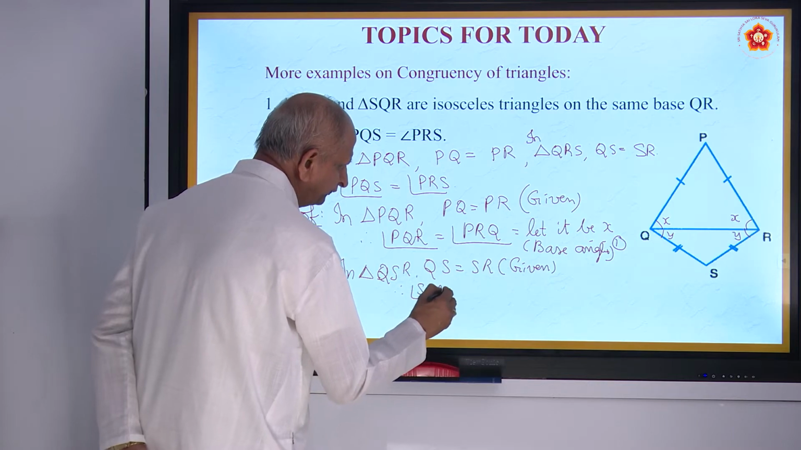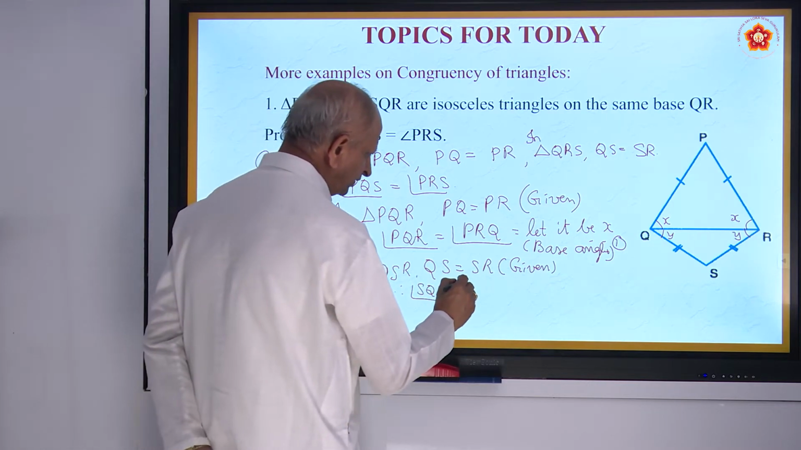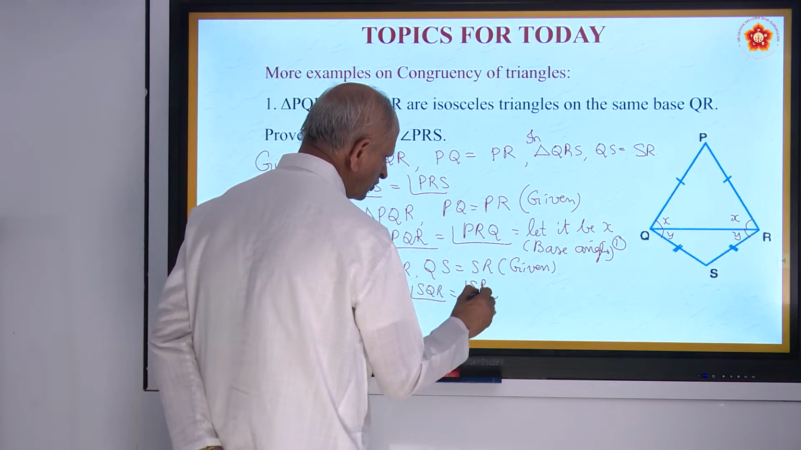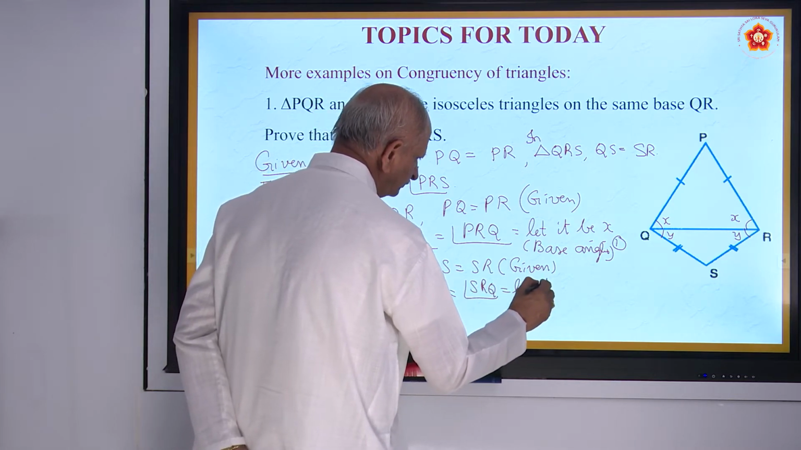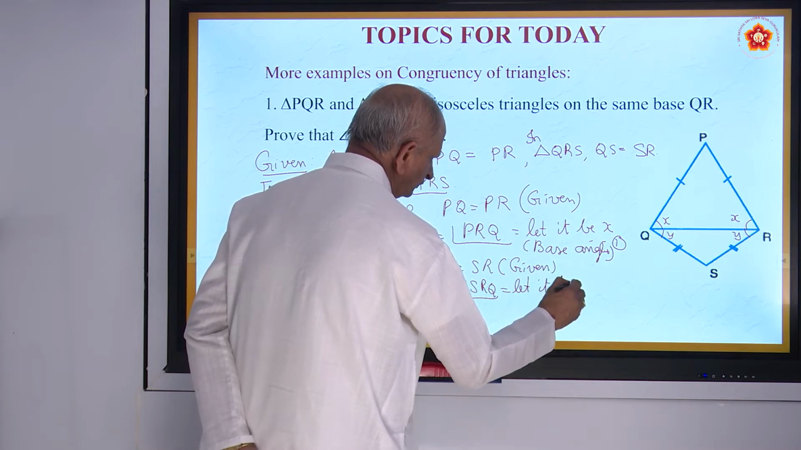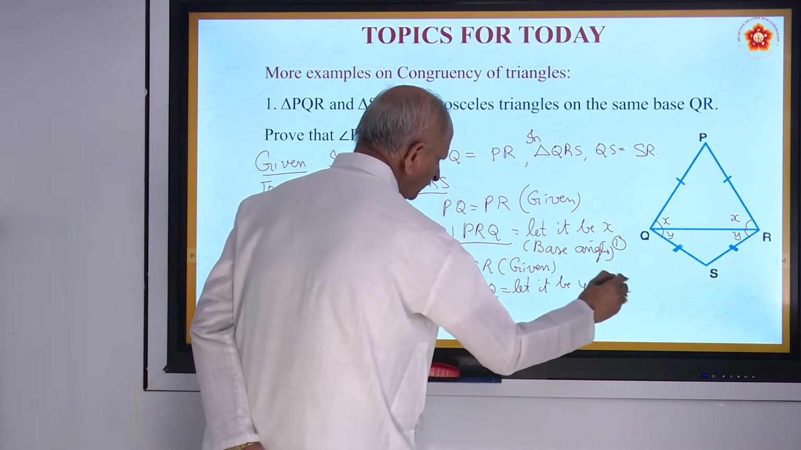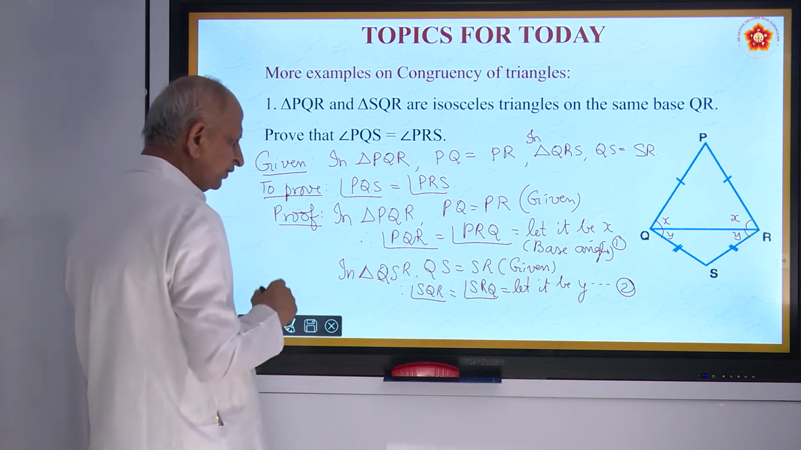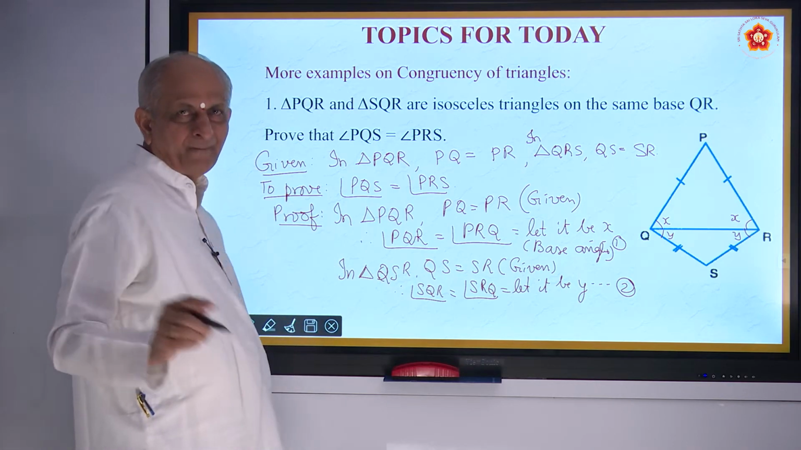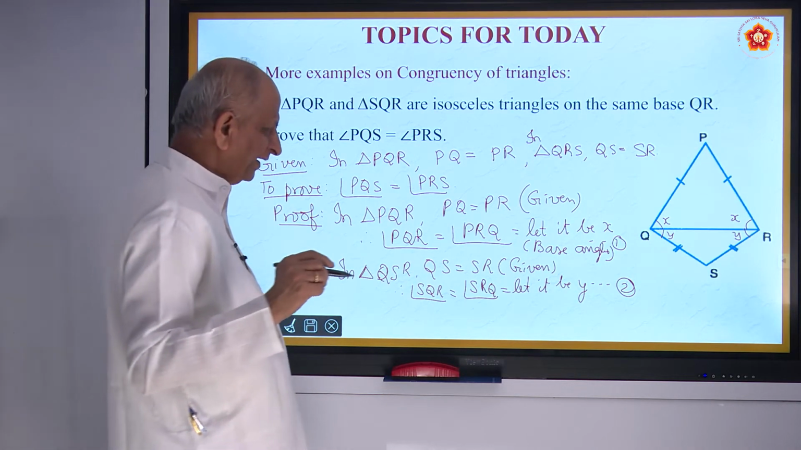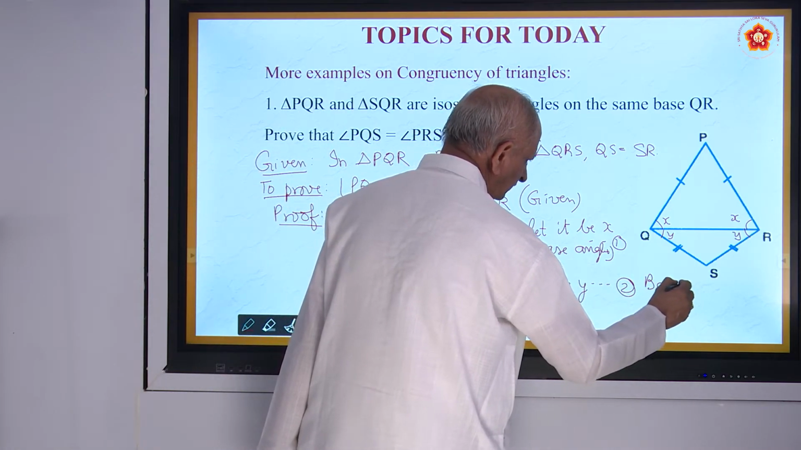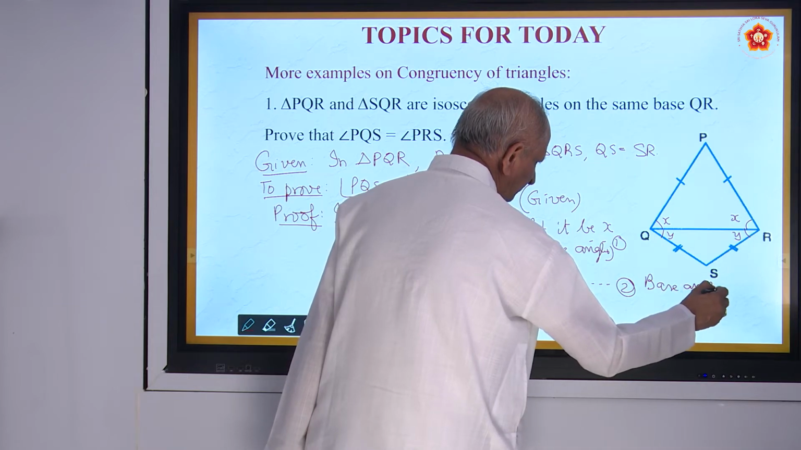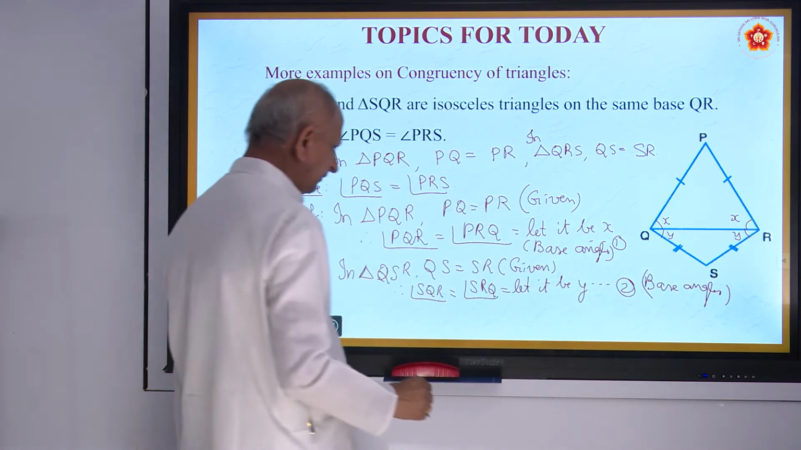SQR is equal to SRQ. Let it be equal to Y. Result number 2. Why are they equal? By the theorem of isosceles triangle, they are called base angles of an isosceles triangle. Okay.